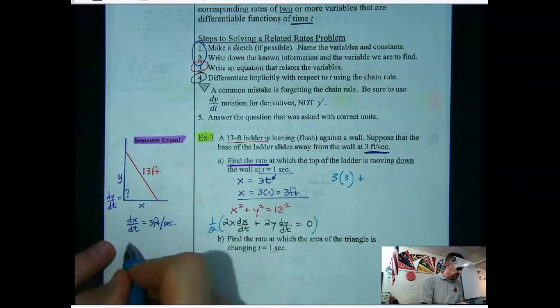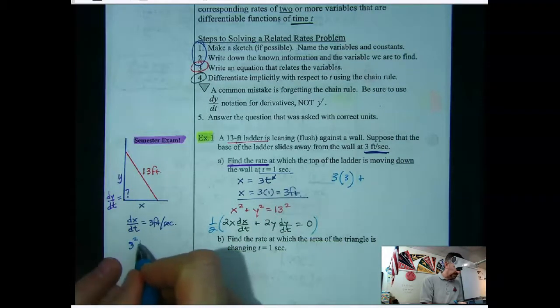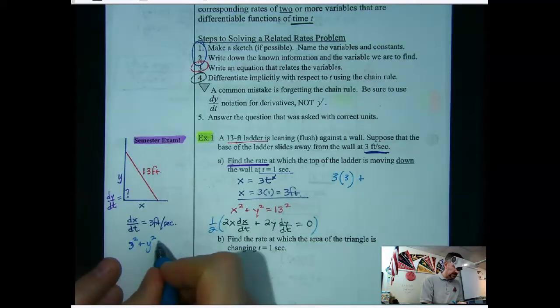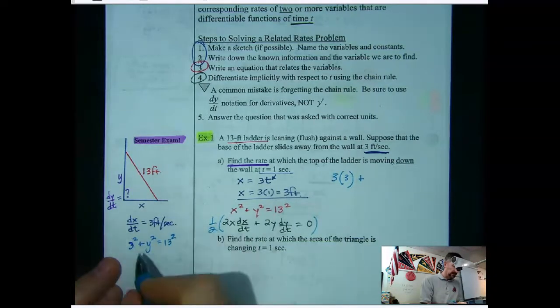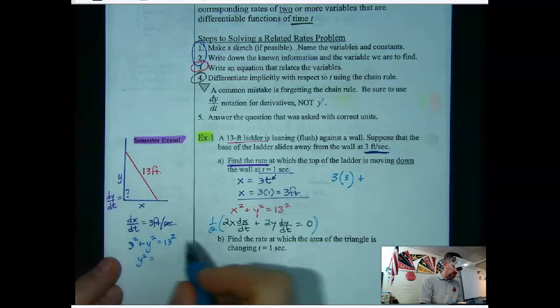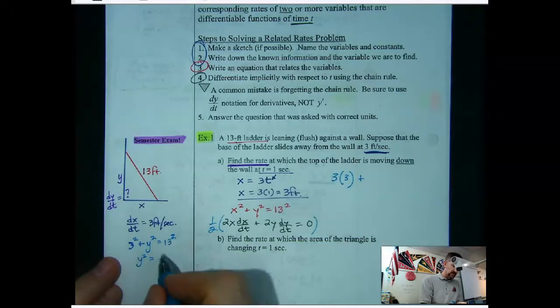So that's going to be 3 squared plus y squared equals 13 squared. So that's going to be y squared equals 169 minus 9, which is 160. Take the square root of both sides. The absolute value of y is going to be root 16 times root 10.